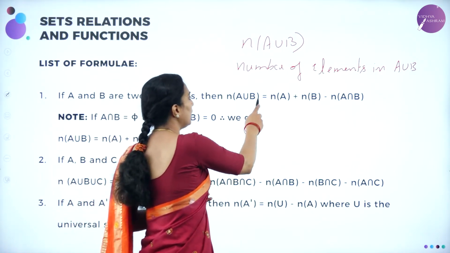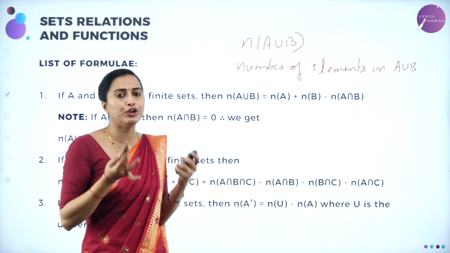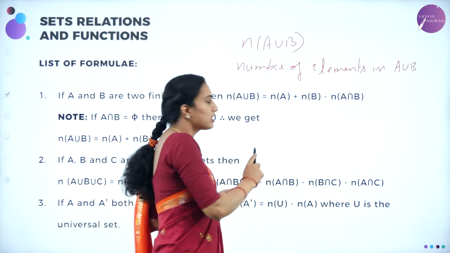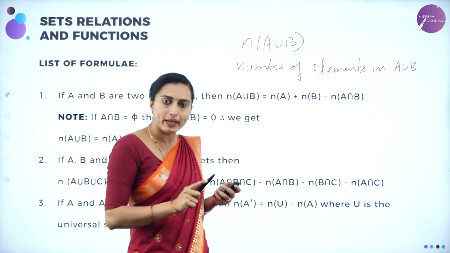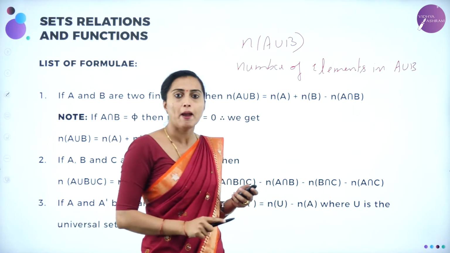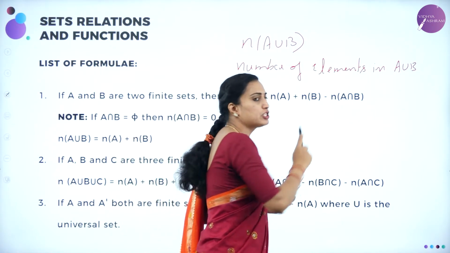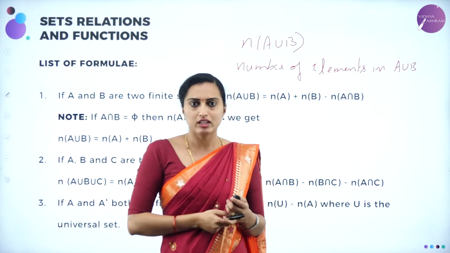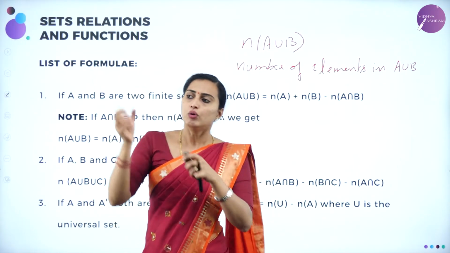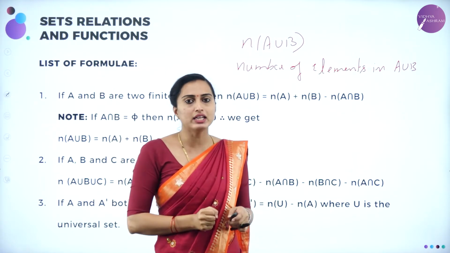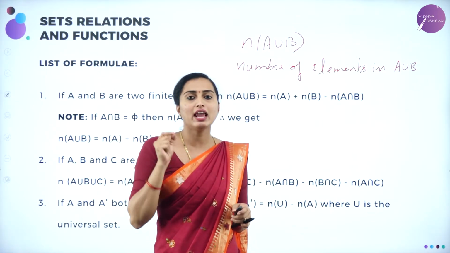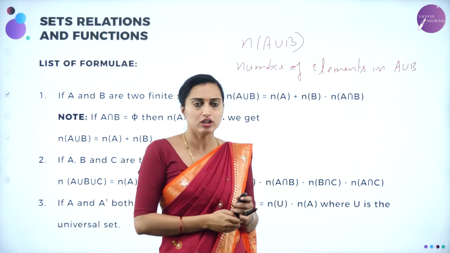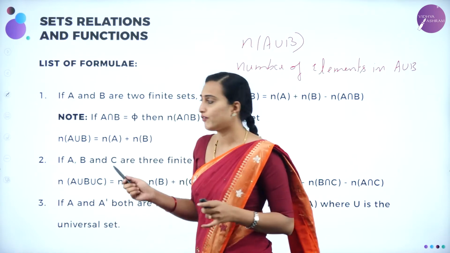Similarly, how is it defined? n of A union B can be written as number of elements of A plus number of elements of B minus number of elements of A intersection B. That means the number of elements in A, plus the number of elements in B, minus the number of elements in A intersection B gives you n of A union B. Understood?